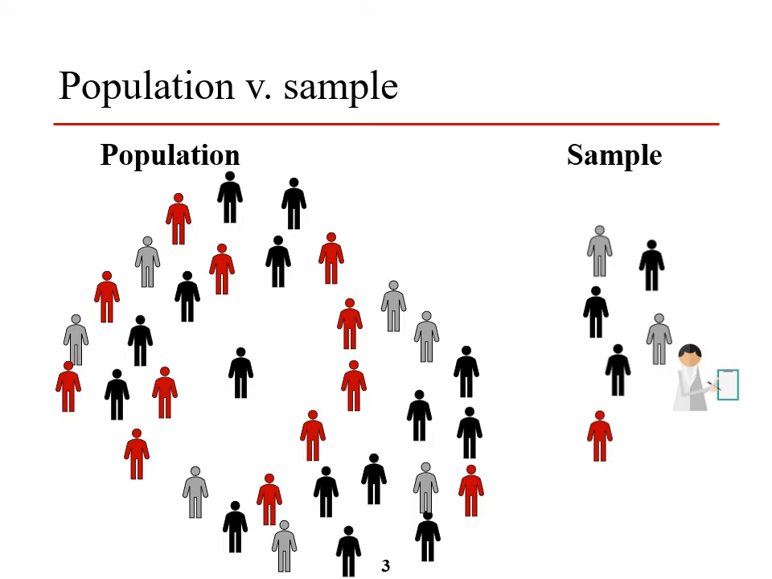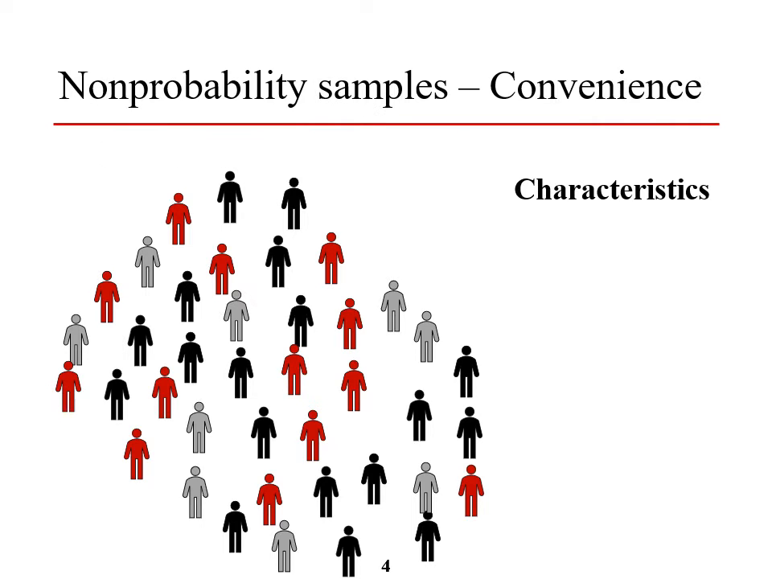Next I'm going to talk about all the different types of sampling techniques that I believe are most important for us to know. The first type of sampling technique that we're going to talk about is the convenience sampling technique. With convenience sampling, not everyone has an equal chance of being part of the sample. It's only going to be those that are convenient for the researcher to access.